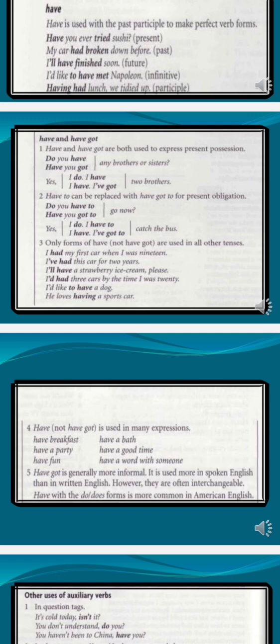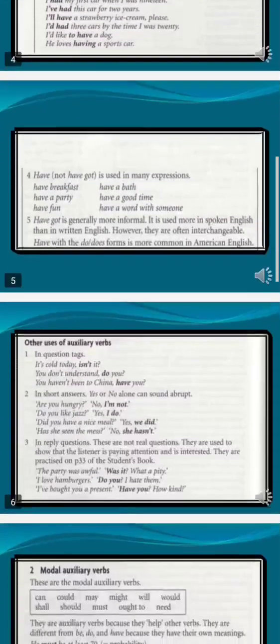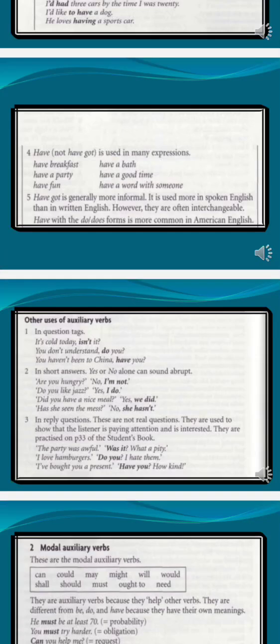Number 4, have, not have got, is used in many expressions. For example, have a breakfast, have a bath, have a party, have a good time, have fun, have a word with someone. Number 5, have got is generally more informal. It's used more in spoken English than in written English. However, they are often interchangeable. Have with the do, does forms is more common in American English.